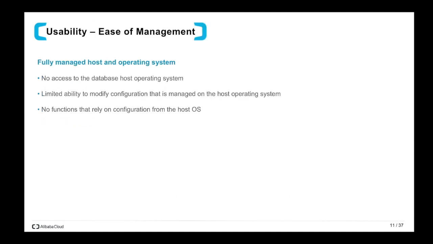RDS is a fully managed service, and the operating system is managed by Alibaba Cloud. Users have no access to the database host operating system. So users should only focus on the database operations. It can be done from the Web Console or by using the API.